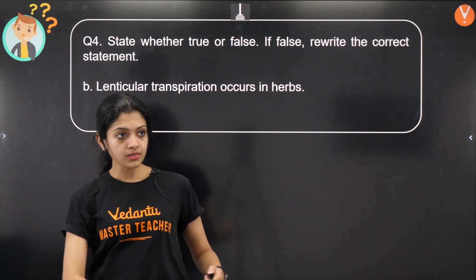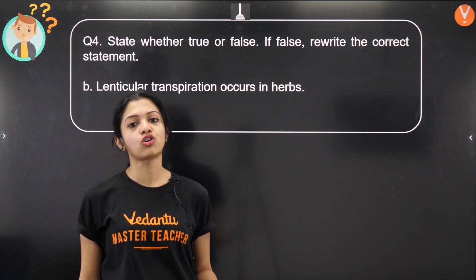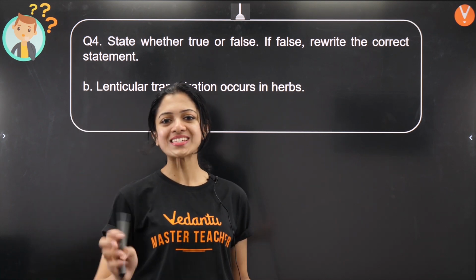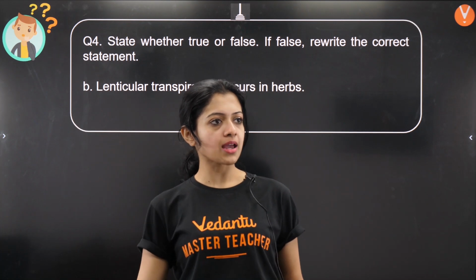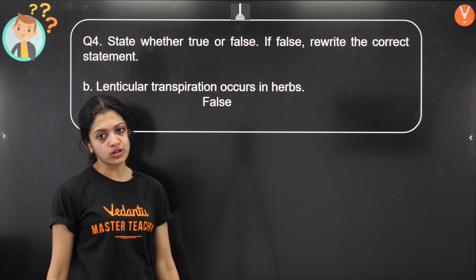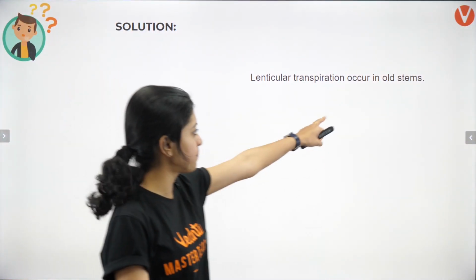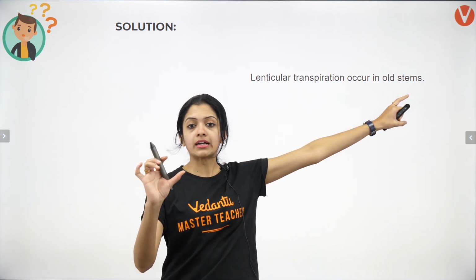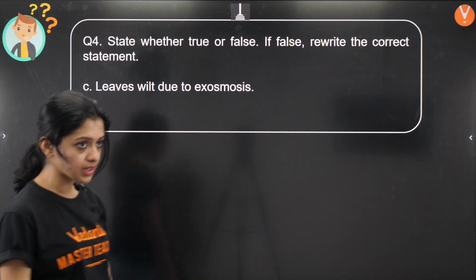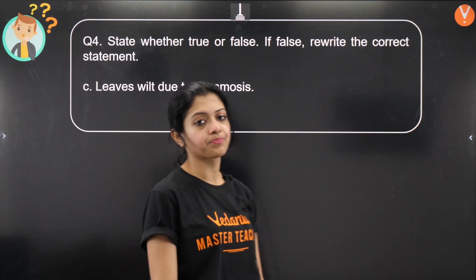Now, lenticular transpiration occurs in herbs. Is this true or false? I think I've given you a hint by giving you a similar related question some time back, just a couple of minutes ago. This is also a false statement, because lenticular transpiration occurs in old stems and not in green herbaceous stems.